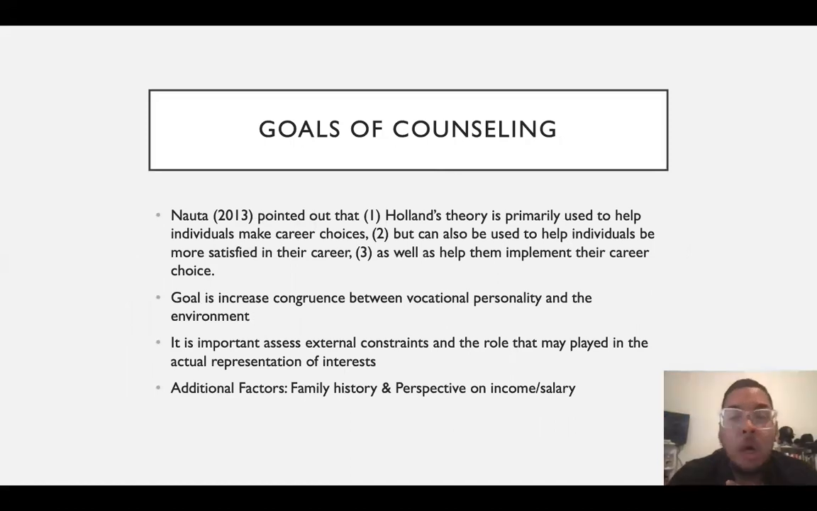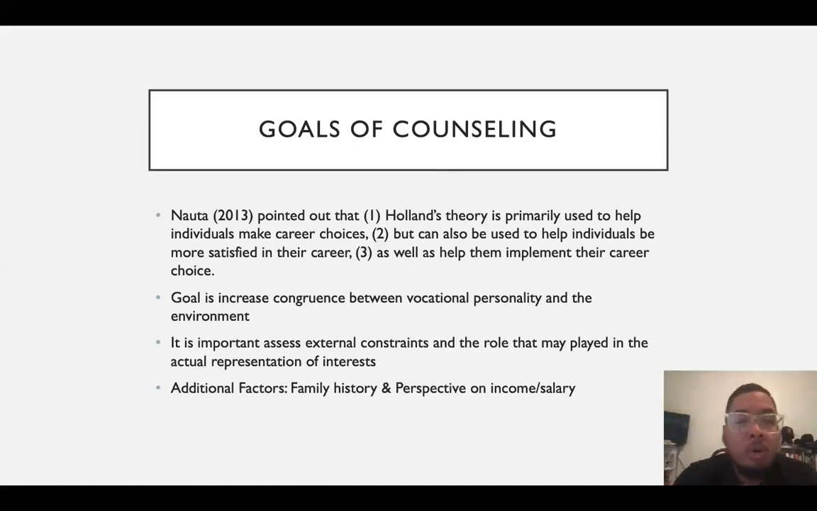Okay, and to now bring everything together, Naruto pointed out in 2013 three things that I wanted to highlight. The first one is that Holland theory is primarily used to help individuals make career choices. And this is basically what we've covered throughout up to this point in the presentation: vocational personality, RIASEC interests, work environments. But from Holland's theory, you can also help individuals be more satisfied with their career. And that brings me down to the second bullet point there.